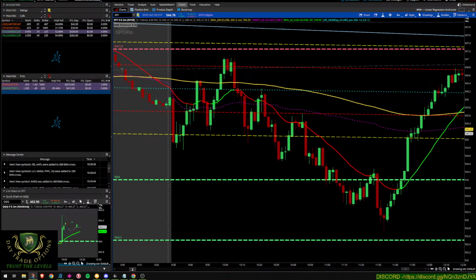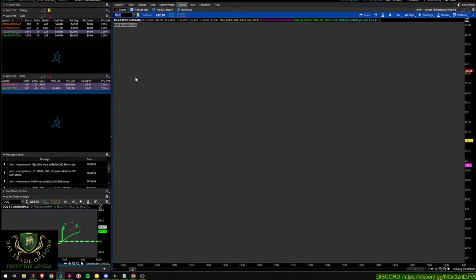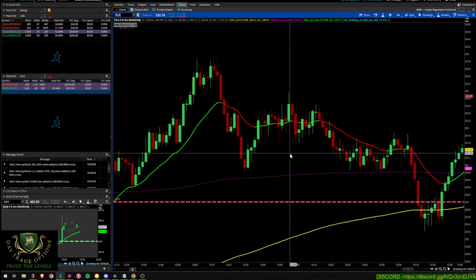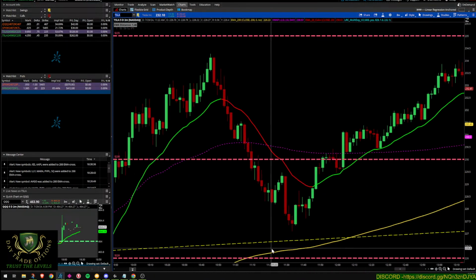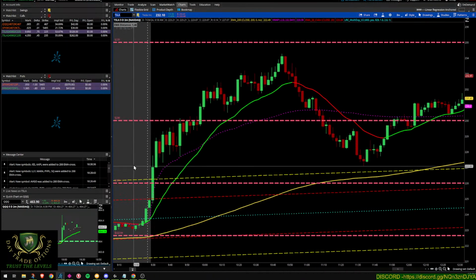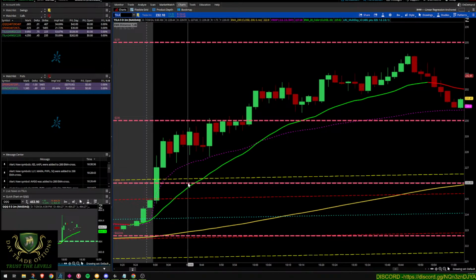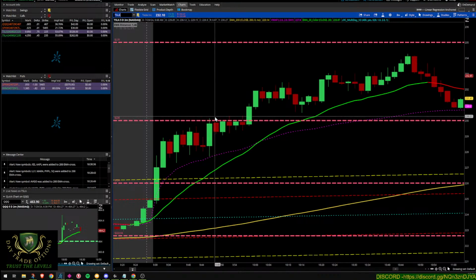What time did I get in Tesla? So I got in two Teslas at 9:47. Probably, let's see, where was it? Oh, okay. So yes, I got into it here. It went over the 230 right on this candle.